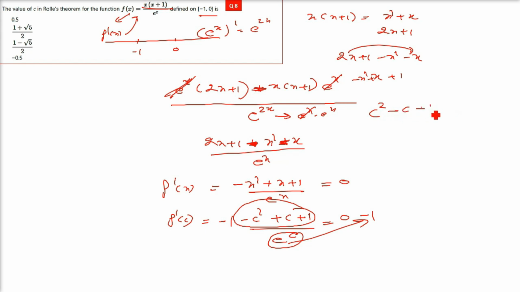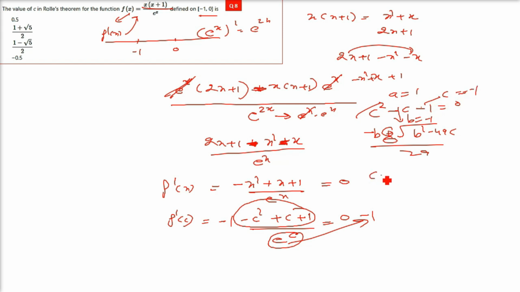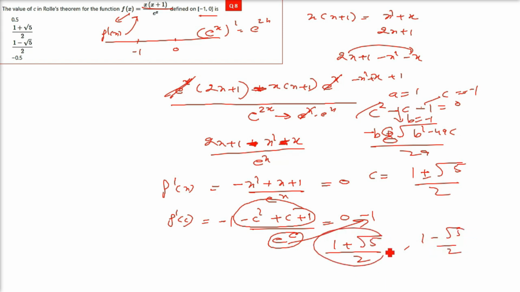So normal factoring will be difficult here. The best way is to use the Sridharacharya formula, that is minus b plus minus under root b square minus 4ac. One time we take plus, one time we take minus. So here a is 1, b is minus 1, c is minus 1. You can use that and find that c is (1 plus minus root 5) by 2. So you have (1 plus root 5) by 2 and (1 minus root 5) by 2. These are two values. And since it is between negative 1 and 0, you need a negative value. Root 5 you know very well, it's 2 point something. So the negative value will be (1 minus root 5) by 2.